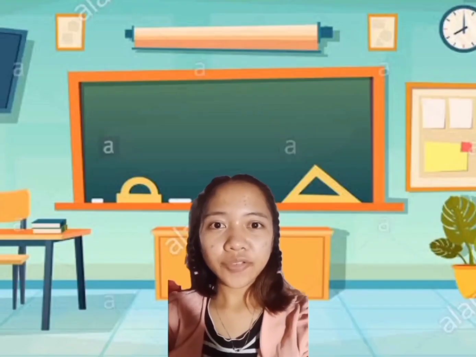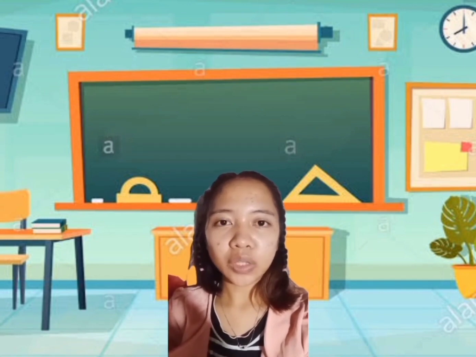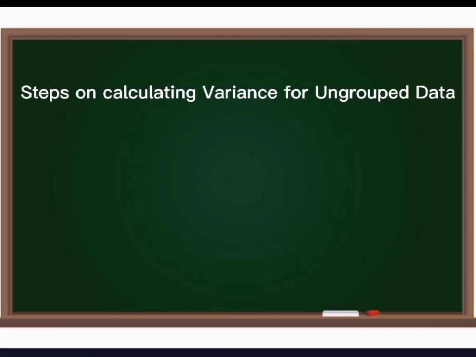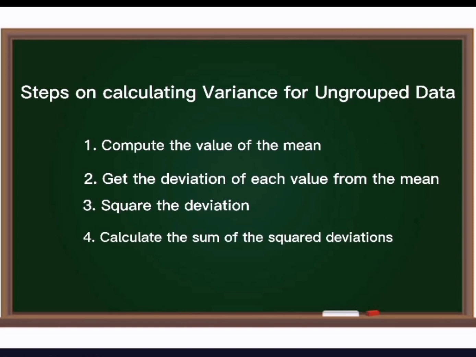In calculating the variance for ungrouped data, we shall consider these following steps. First, compute the value of the mean. Second, get the deviation of each value from the mean. Third, square the deviations. And fourth, calculate the sum of the square deviations. And lastly, divide the sum by the total number of values.